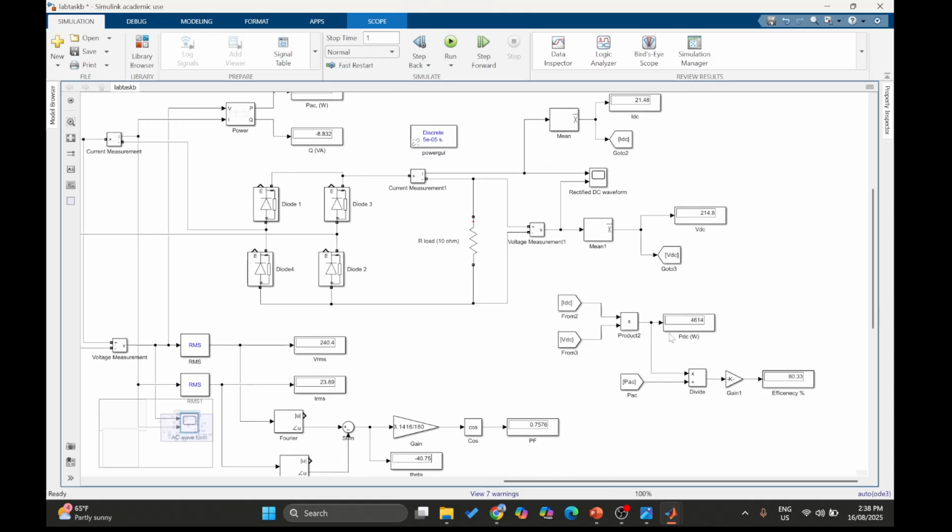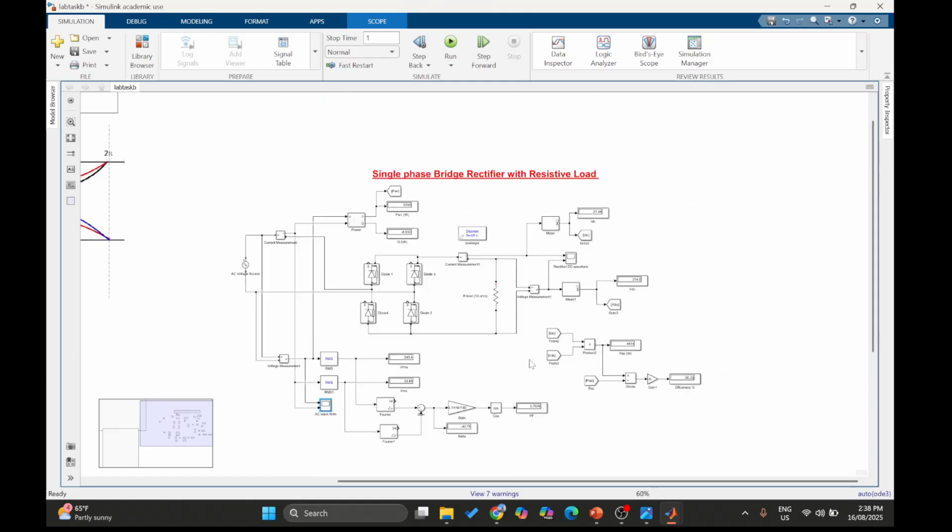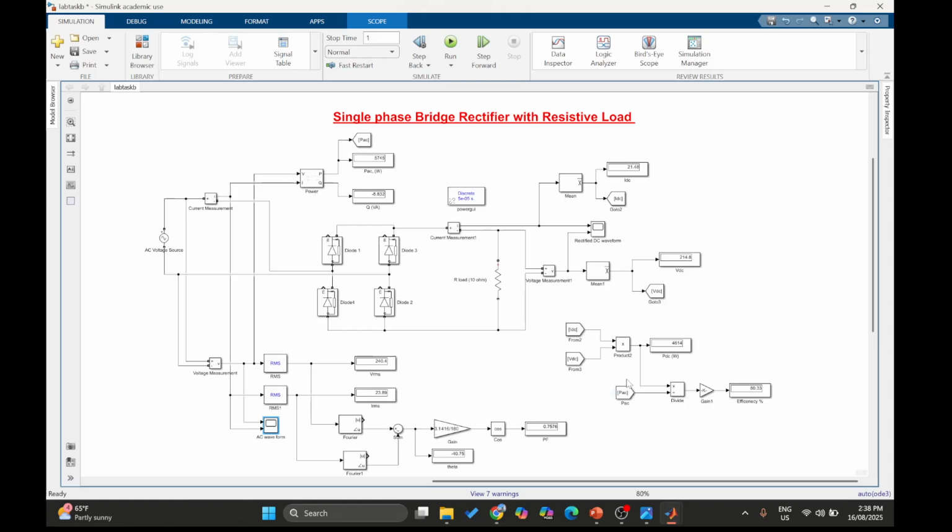And after finding the efficiency, we are getting an efficiency of 80.33, which is perfect in the ideal case. For the single phase bridge rectifier, the efficiency is 81, so we are getting almost 80.33, and the simulation is working perfectly. Now let's see the waveforms.